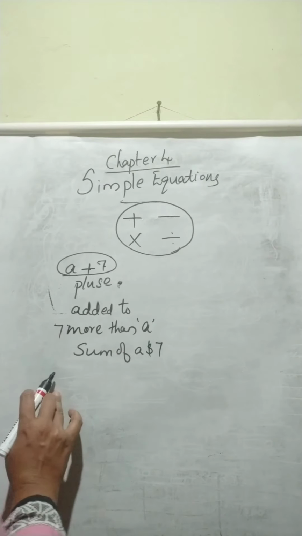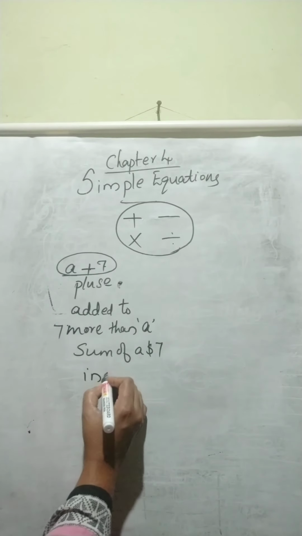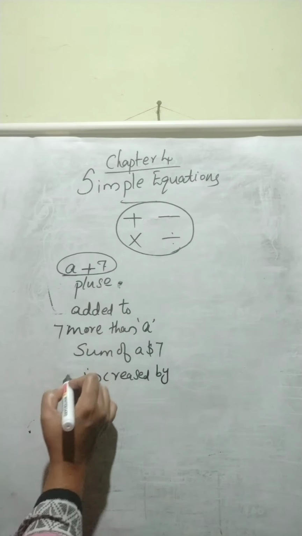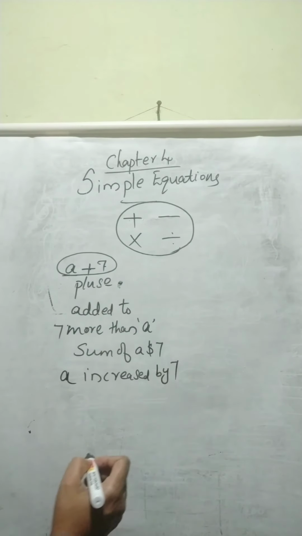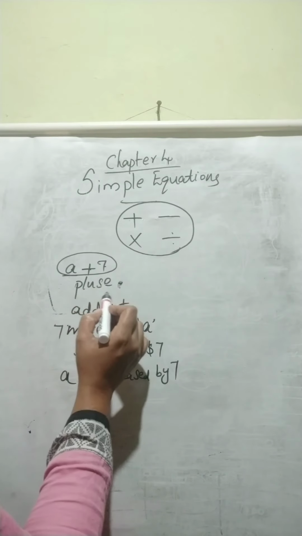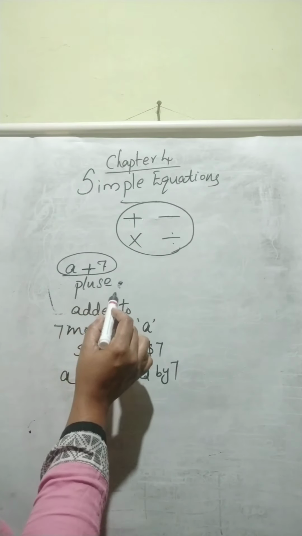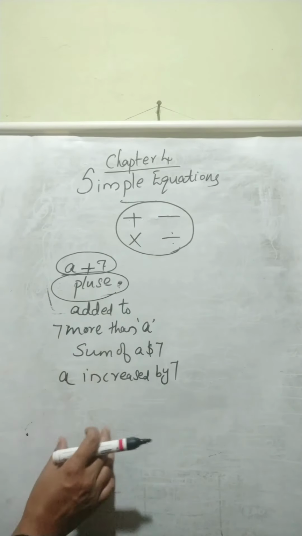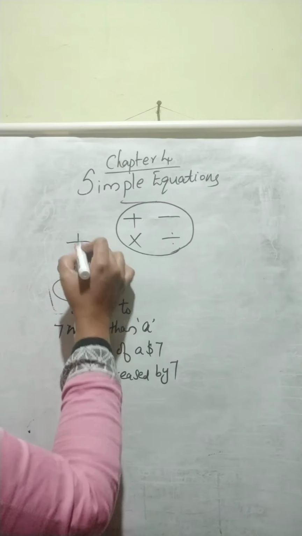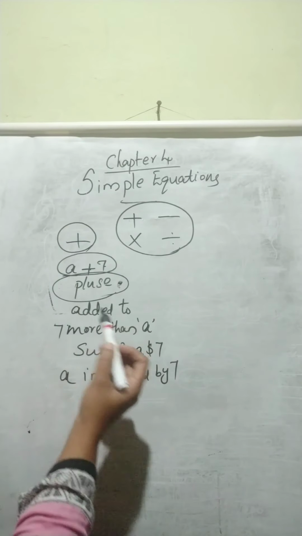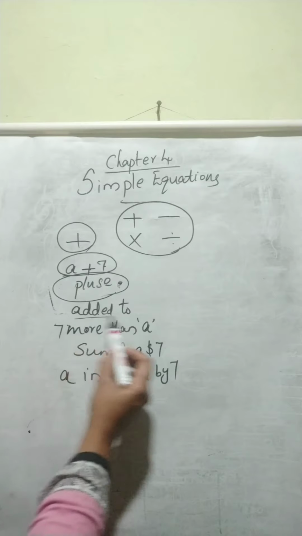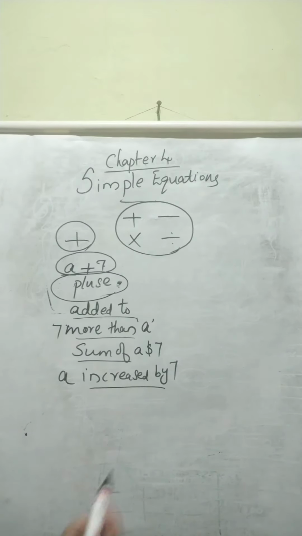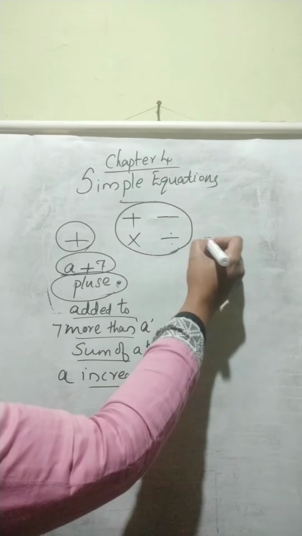The next one, increased by. That means a increased by 7. These are the phrases for the operation addition. Which all are they? Plus, added to, more than, sum of, increased by. Then another case, subtraction.